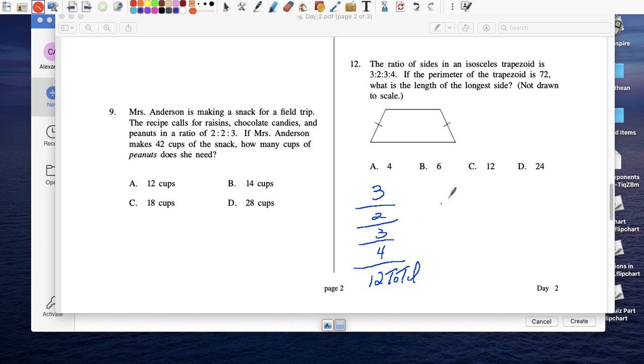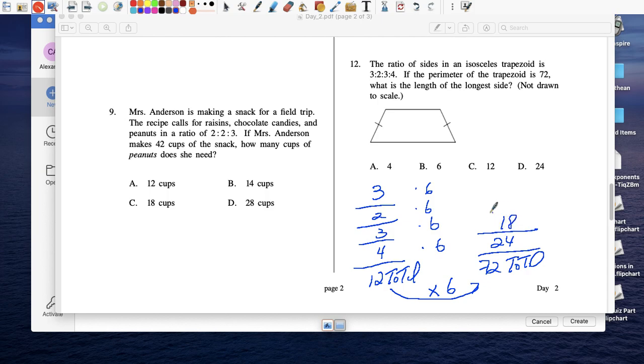So if we change that perimeter from 12 to 72 and maintain that ratio, what would that 4 become? What would that 3 become? What would that 2 become? And what would that 3 become? Well, what's that multiplier? The relationship is times 6. So this would be times 6, times 6, times 6, times 6. So we get the longest side that's actually 24.